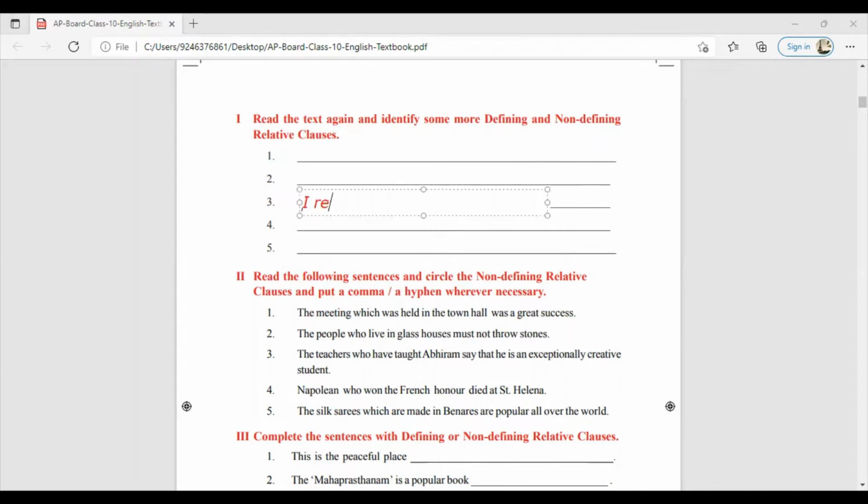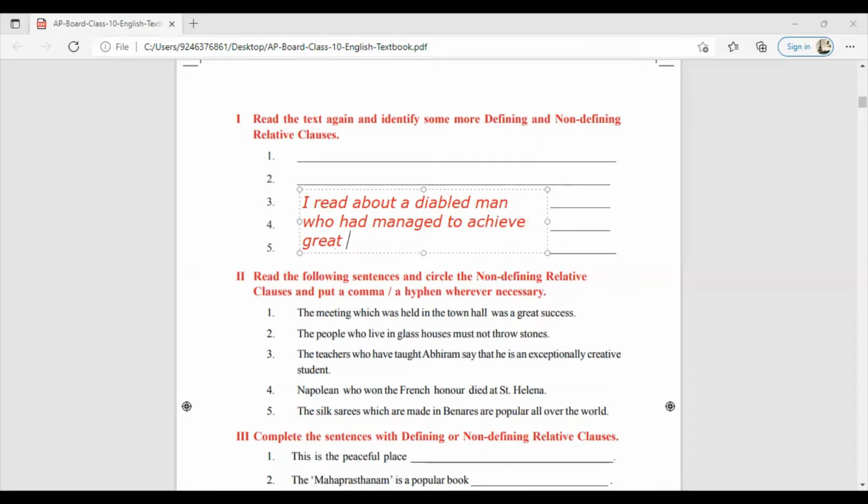I read about a disabled man who had managed to achieve great things and help others.